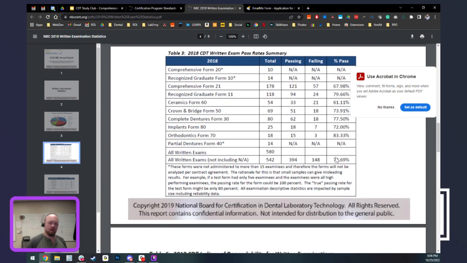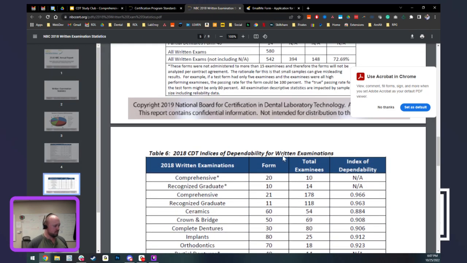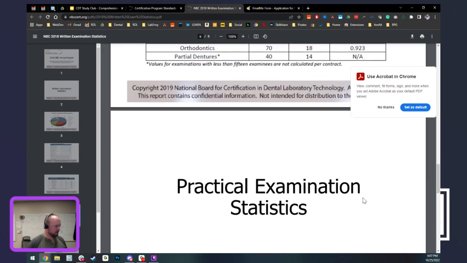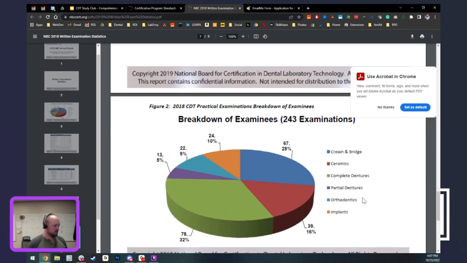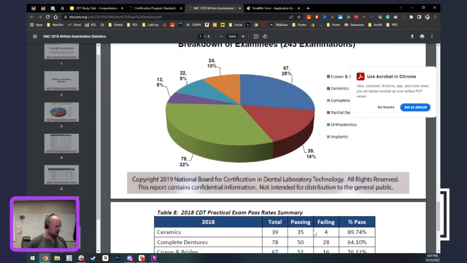Of course, we don't know what any of those people did or did not study or anything like that. Comprehensive dependability 0.966, so that's pretty accurate. And so about 32% were for complete dentures and about 28% were for crown and bridge. Interesting. Another 16% for ceramics.